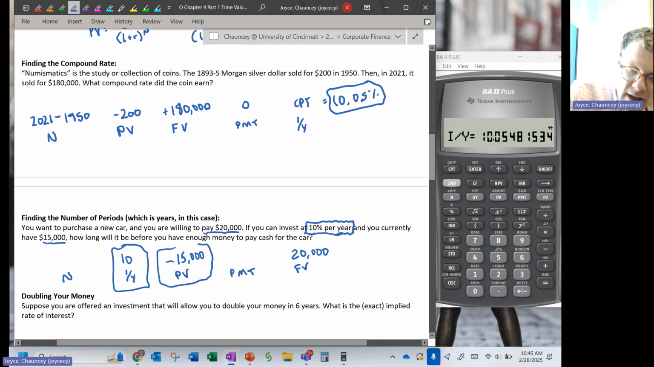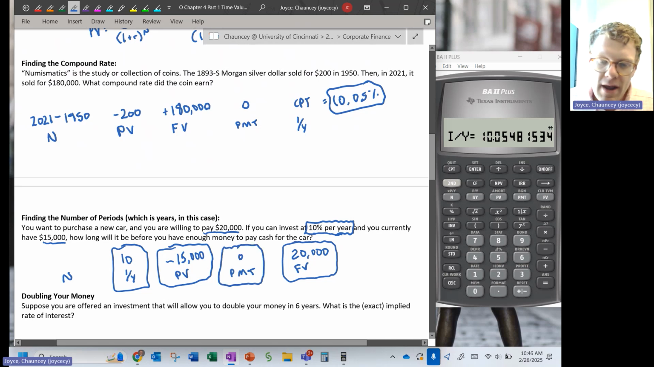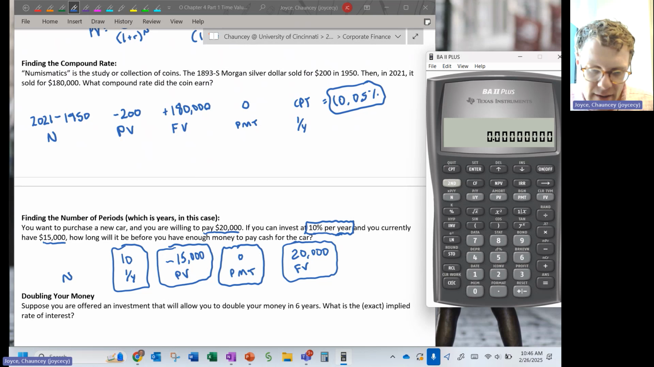So imagine you have an account, you'd have to contribute or forego the use of $15,000 today. So you could specify a negative present value of $15,000, positive future value of $20,000, and there's no contributions into that account or out from that account. So payment is going to be specified as 0. There's no additional things along the way. And then we're going to find N.